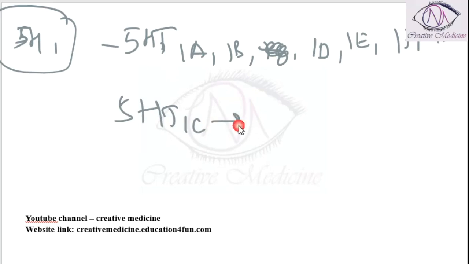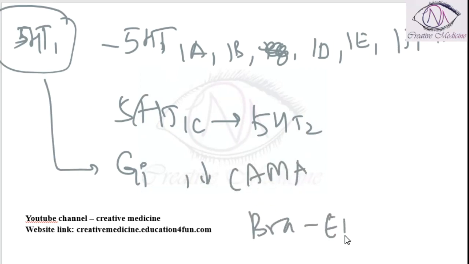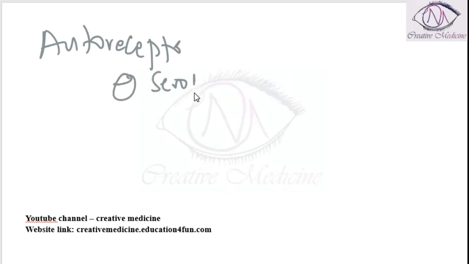5-HT1C is called as 5-HT2. This 5-HT1 is a G protein coupled receptor which is Gi type, which decreases the cyclic AMP. It is present in the brain and enteric nervous system mainly. Then it is an autoreceptor. Because it is an autoreceptor, it inhibits the serotonergic neuronal activity in the brain.